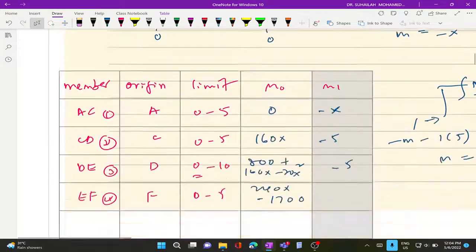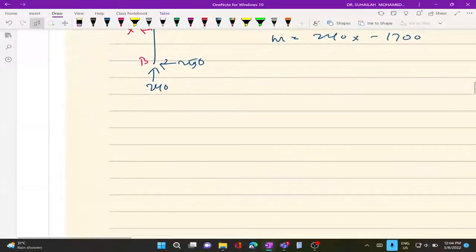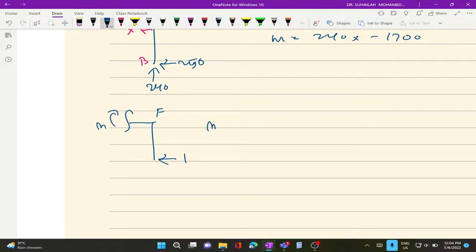Okay, for the redundant diagram, what we have for EF? So what we have is moment plus 1 times 5 equal to 0, M equal to negative 5.